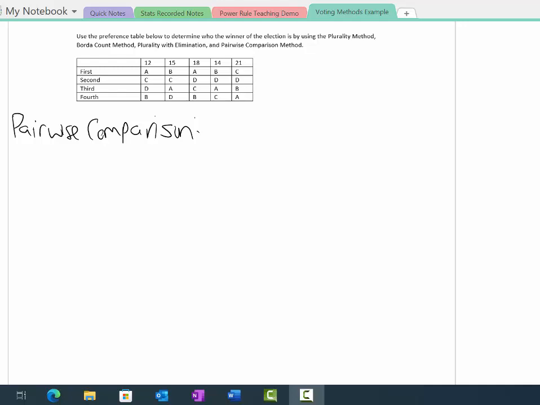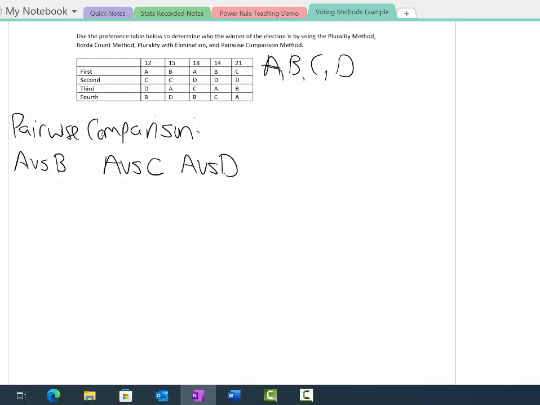Okay, last method I want to have a conversation with is the pairwise comparison. So each candidate is going to go head-to-head. So we know what? A, B, C, and D. So what are the head-to-head or pairwises? Well, we certainly have A versus B. We have A versus C. We have A versus D. We have B versus C. We have B versus D. And we have C versus D.